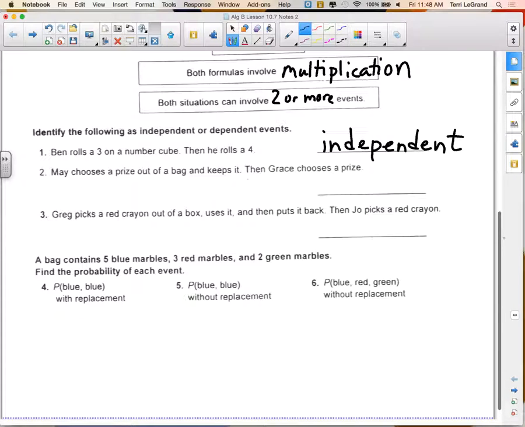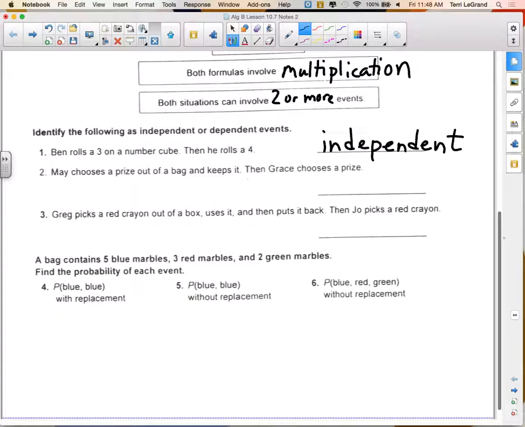Okay? May chooses a prize out of a bag and she keeps it. And then Grace chooses a prize. Is that independent or dependent? Dependent. Why? Because she chose a different prize. Go ahead, Malcolm. Because she chose a different prize.